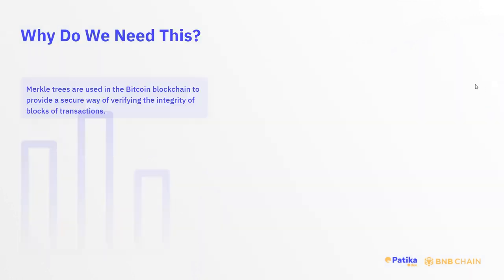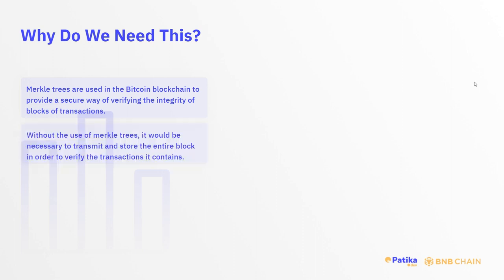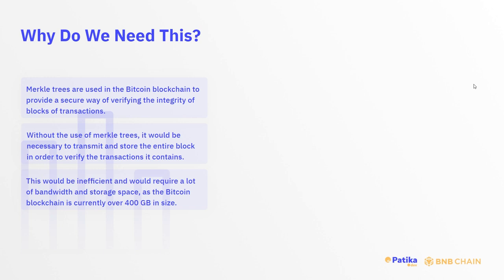Let us understand this. Merkle trees are used in the Bitcoin blockchain to provide a secure way of verifying the integrity of blocks of transactions. Without the use of Merkle trees, it would be necessary to transmit and store the entire block in order to verify the transaction it contains. This would be inefficient and would require a lot of bandwidth and storage space, as the Bitcoin blockchain is currently over 400 gigabytes in size.